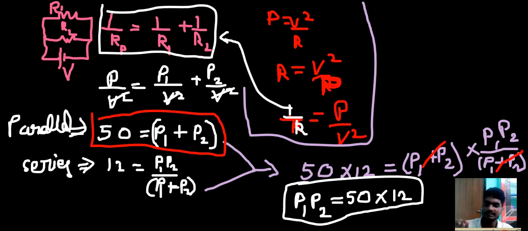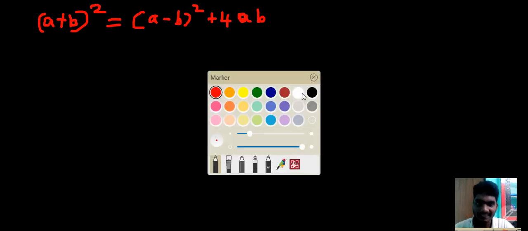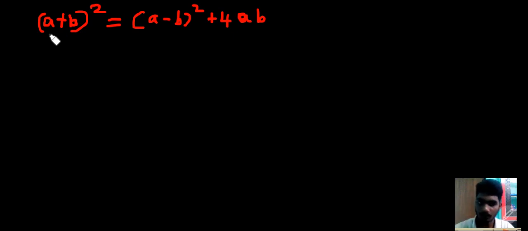So we know the a plus b whole square formula. Everyone knows, right? A plus b whole square is equal to a square plus b square plus 2ab. I am just writing a minus b whole square plus 4ab. Whether this is right or wrong, let us check. I am going to verify your doubt and clear it. So I'm just doing the RHS value.